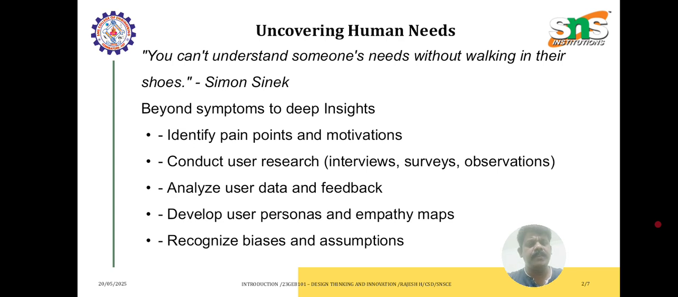Persona means every customer has a different history of behavior or usage. So we need to collect the user profile. That profile is called a persona. That is one of the empathy mapping stages. How the user feels, how the user hears, what the user says, what the user thinks, all these things are part of empathy mapping. Then we need to recognize the biases between the customers, and what kind of assumptions we can get from the user research.